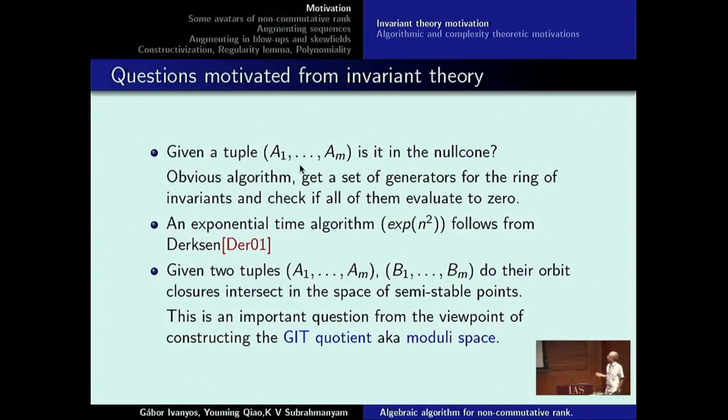The other important question, which will feature in Vishwambara's talk later in the afternoon, is the following. Given two tuples of matrices, one would like to understand if their orbit closures actually intersect. This intersection will be taken in the space of semi-stable points, so we will first remove points which are in the null cone. This is very important from a viewpoint of mathematics, because it gives you a nice way of constructing what Mumford called the GIT quotient of this space of m tuples of matrices.